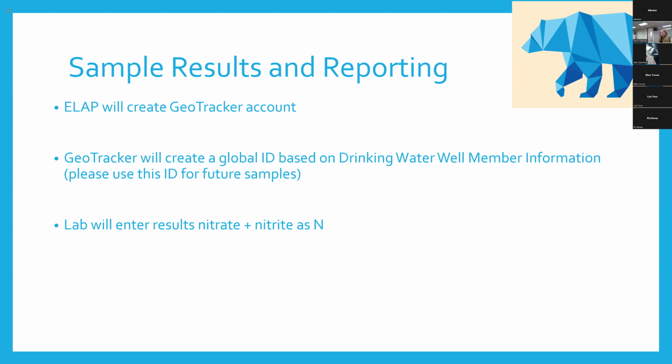So once you've sent the samples or had the samples collected, they'll be processed by a certified lab. They create something called a GeoTracker account for you. All you'll need to do with the GeoTracker is get the ID so that we can keep track of the same one over multiple years. You don't need to input any information. The lab should be the one entering all of those results for you. We just want to make sure we're keeping you on the same ID track as you're going.